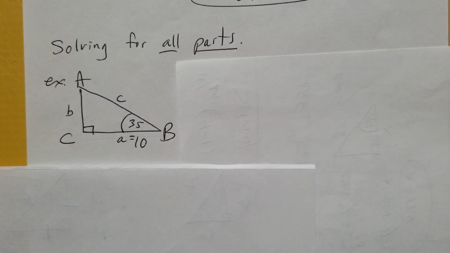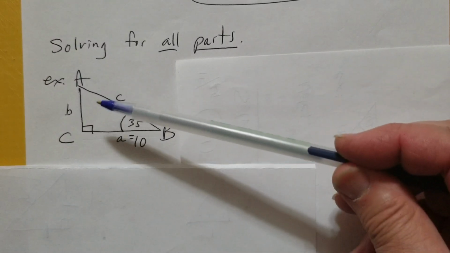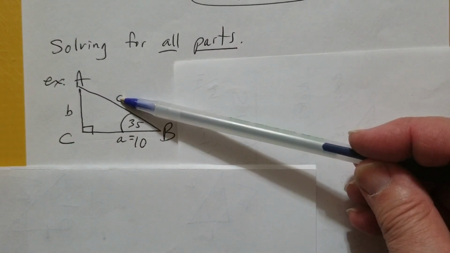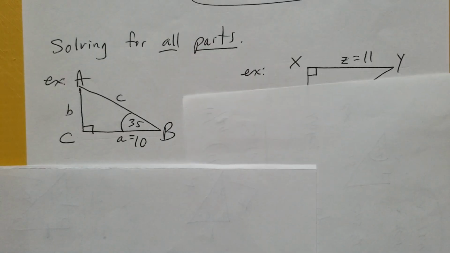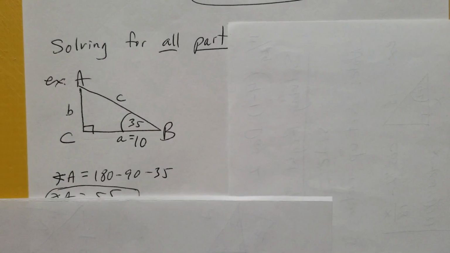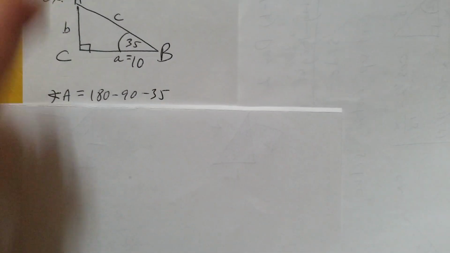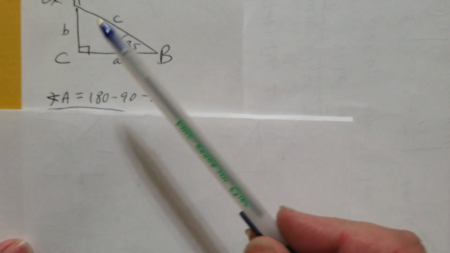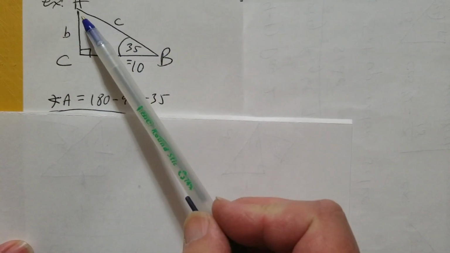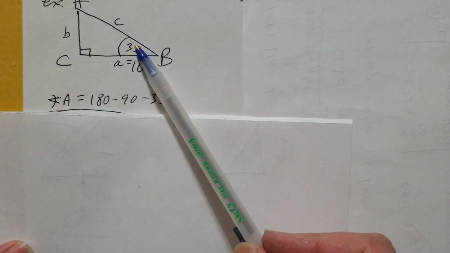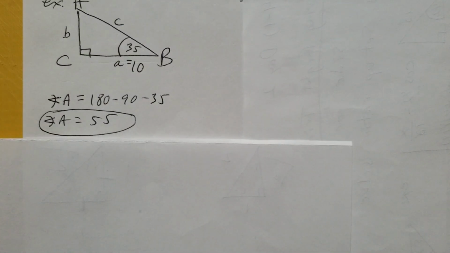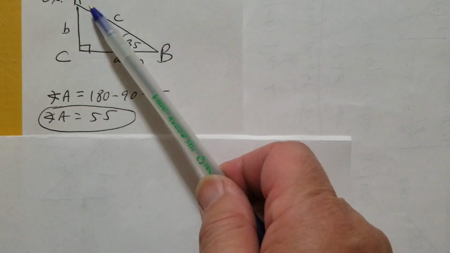So you can go in any order you want. You can find B or C first. So what did I do? I went for angle A first because it's the easiest to do. You know that triangles have 180. So 180 minus 90 minus 35, that'll be your angle A. I did that first because it's the easiest. Now, what did I do after that? So I found angle A, it's 55.